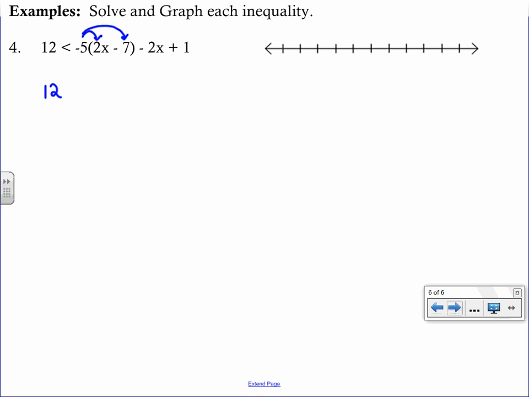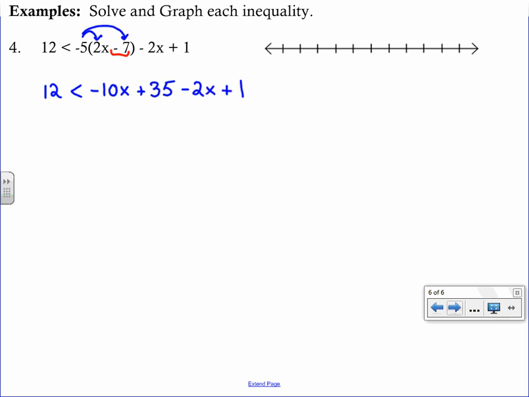So I bring down the 12, I bring down the less than symbol. Negative 5 times 2x is negative 10x. Be careful here. This is a negative 7. So when I take negative 5 times negative 7, we get plus 35. I know oftentimes those double negatives are overlooked. The rest of the terms are going to come down. We have a minus 2x and a positive 1.